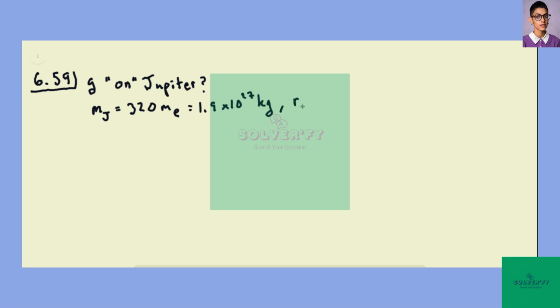And that its equatorial radius is 7.1 times 10 to the 4th kilometers, and that its rotational period is 9 hours and 55 minutes. We're supposed to take the centripetal acceleration into account.